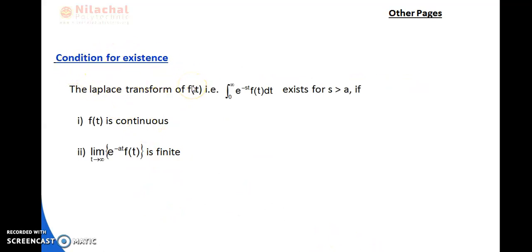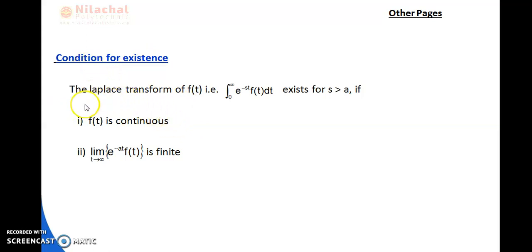As we know, in the limit and continuity chapter, we say a limit exists when the condition for existence is satisfied, that is, the left hand limit equals the right hand limit. Similarly, here you will study when a Laplace transform will exist, that is, if it satisfies the condition.